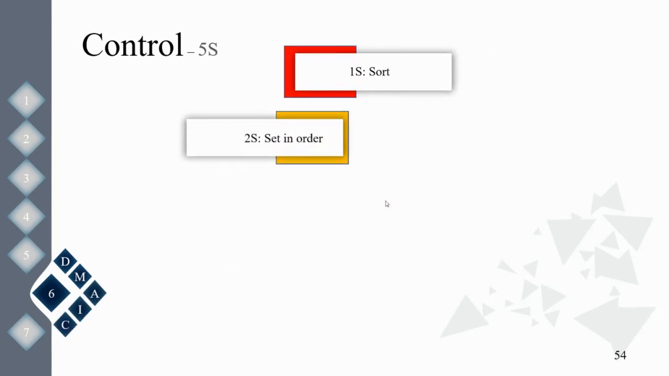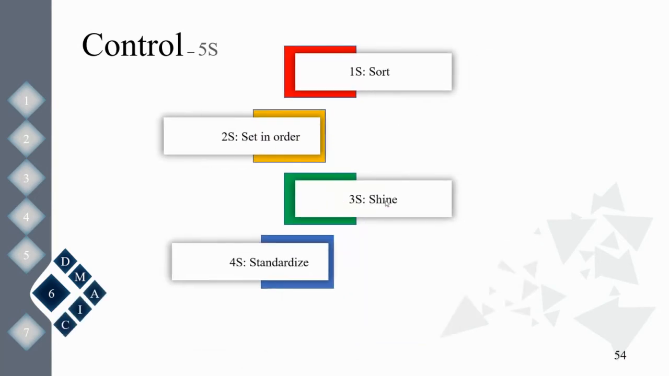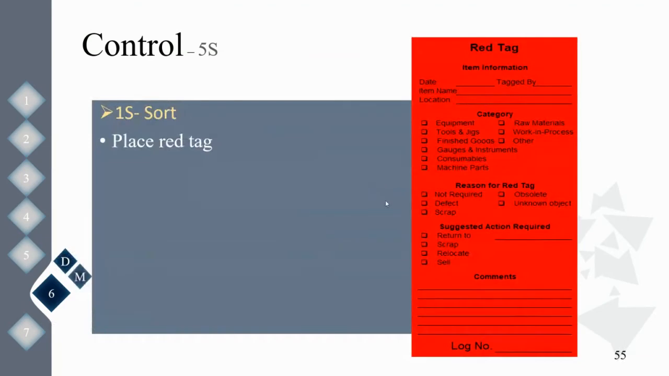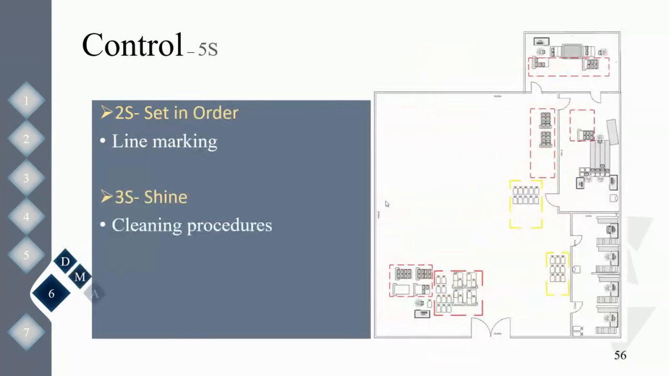Thank you, Abdullah. Here we will conduct the 5S method, beginning with sort, set in order, shine, and standardize, finally with sustain. The first one, which is sort, places a red tag on the unnecessary or unneeded item in the workstation, where the red tag has the item information, category, reason for red tag, suggested action, and the comment, and the logo node.